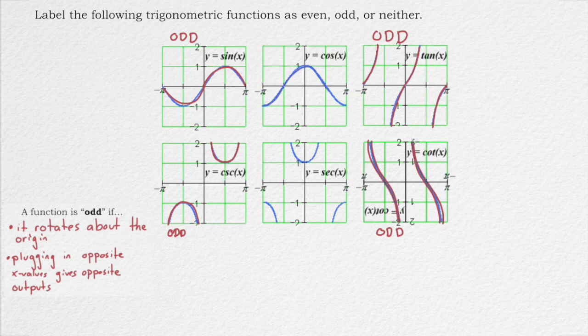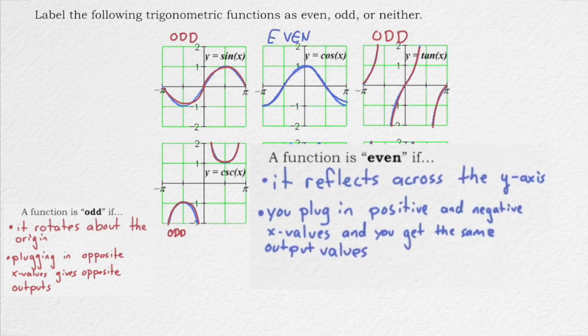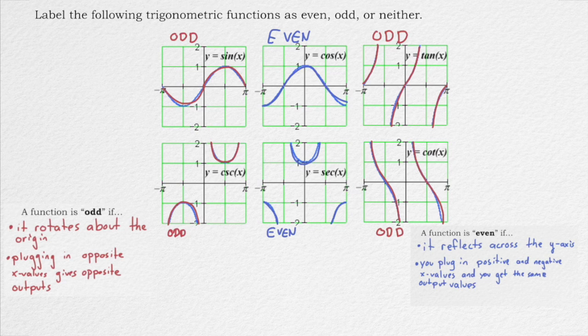But then cosine, which is reflecting perfectly across the y-axis, and secant, which is also reflecting perfectly across the y-axis, those are both even. So it's okay if you're not familiar with these functions. We'll see them a lot more later in the class. But for now, we just wanted to use these as some interesting examples of graphs that we could figure out if they were even or odd.